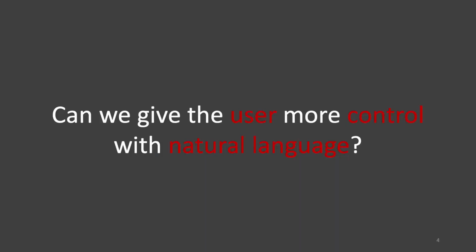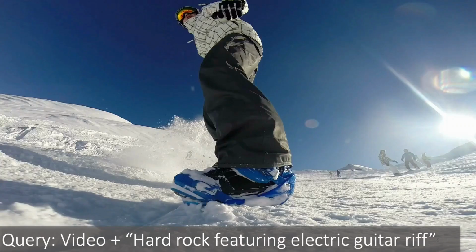The problem with existing models is that there is no user controllability over the types of songs recommended. In this work, we will investigate whether we can provide such control through natural language. For example, with our method, a user can query for hard rock featuring electric guitar riff and find the following.